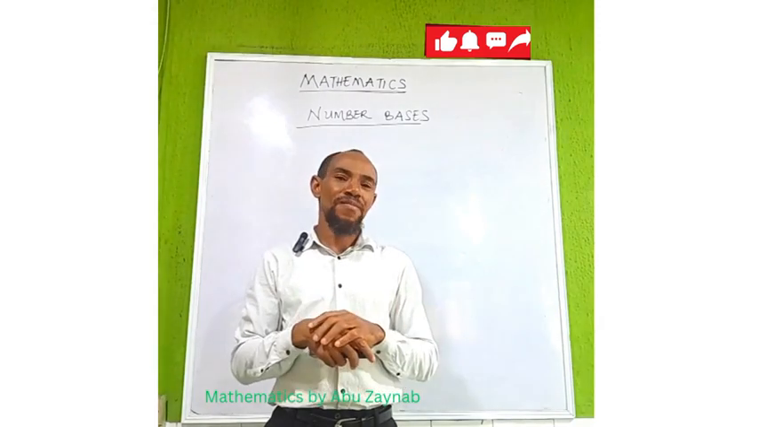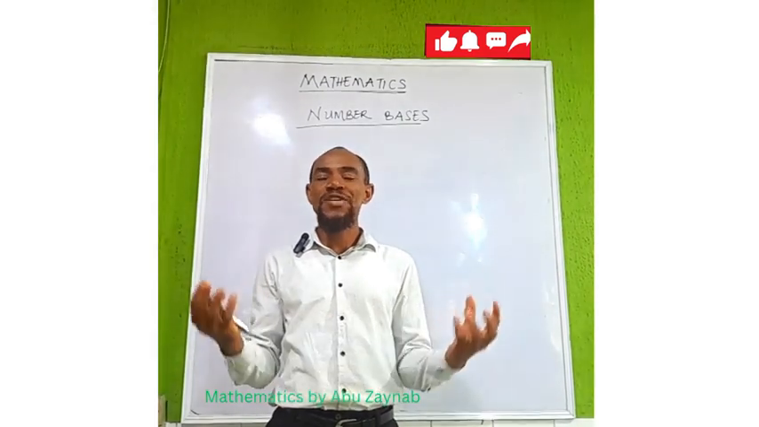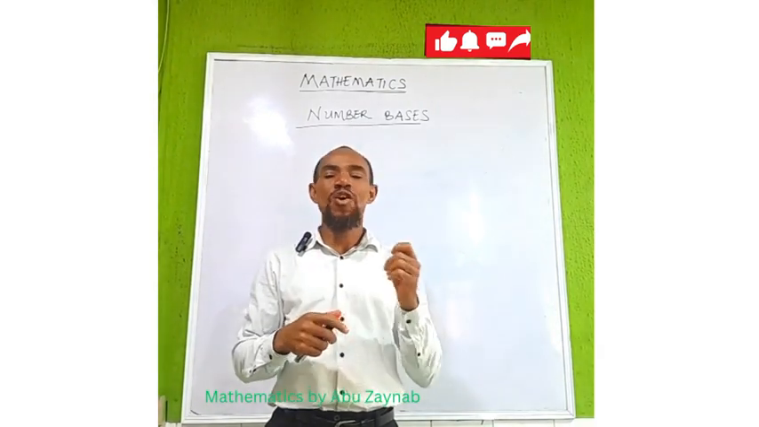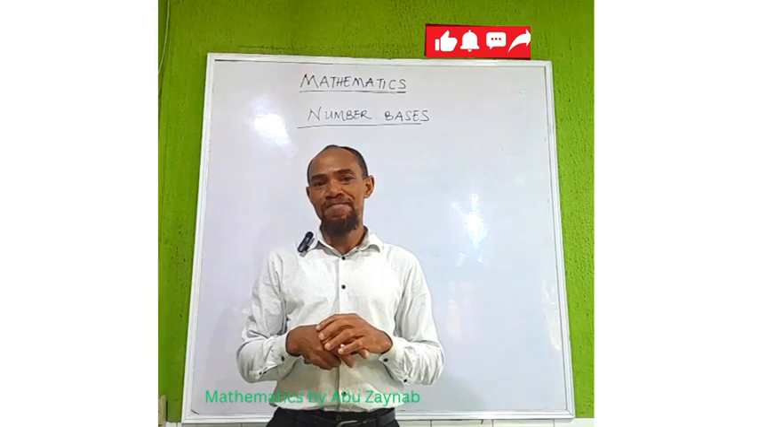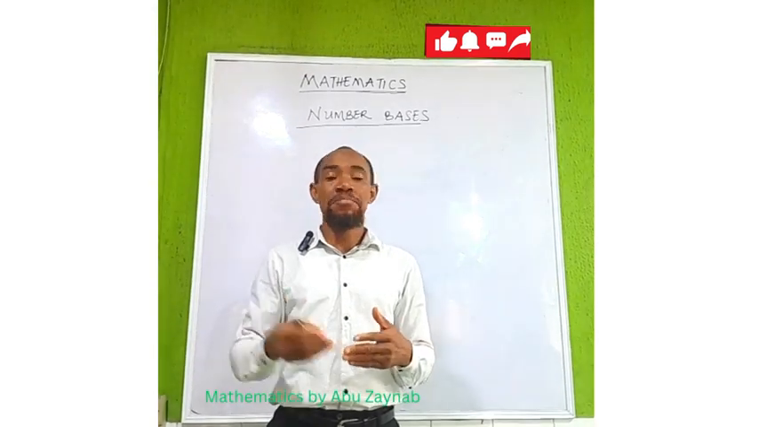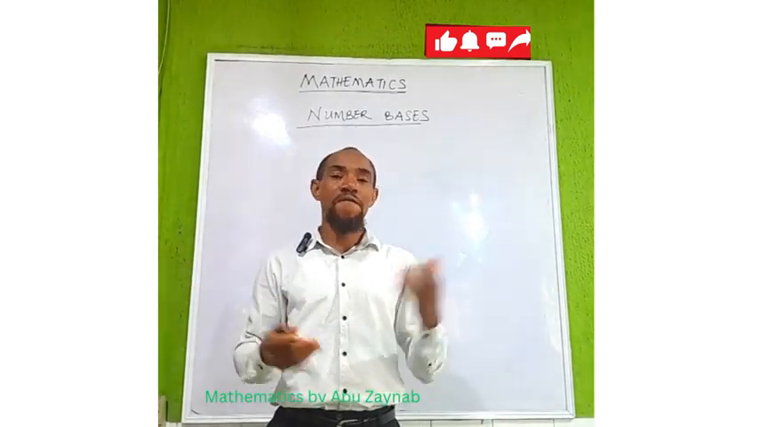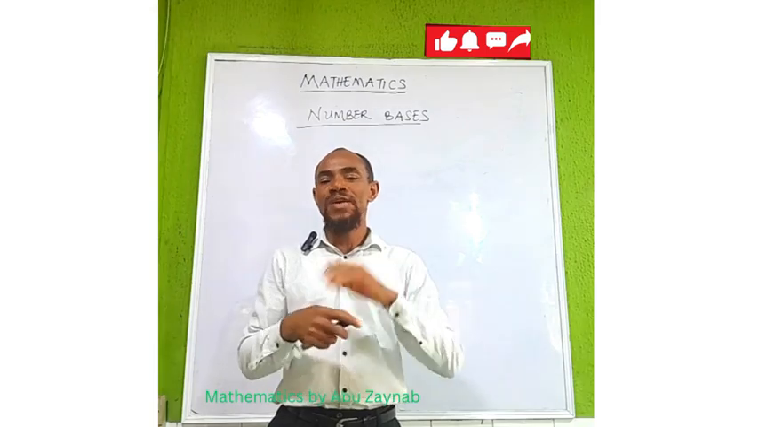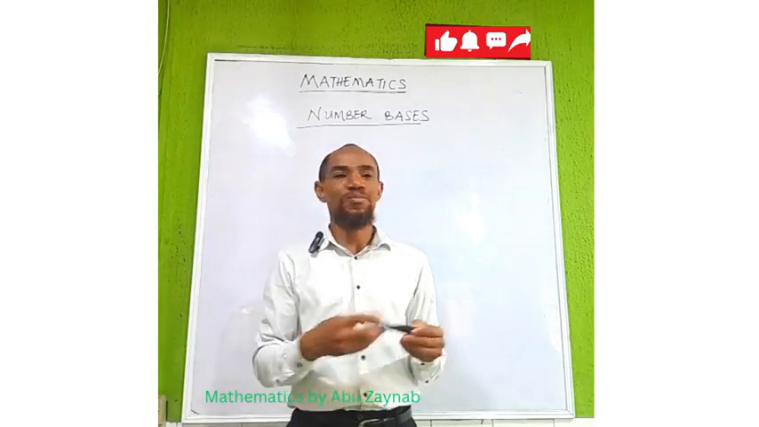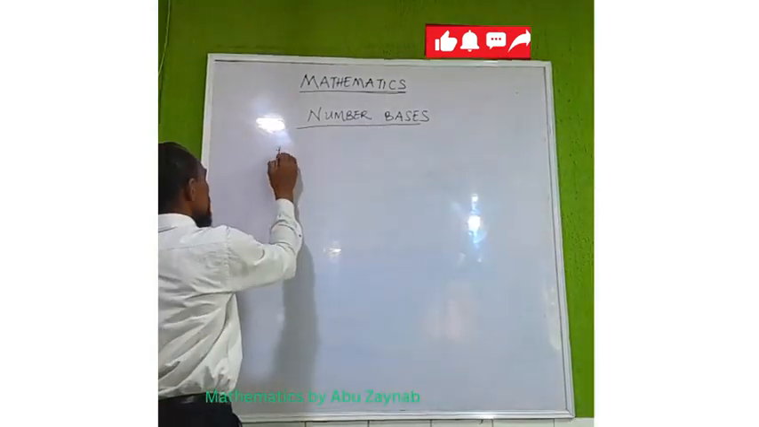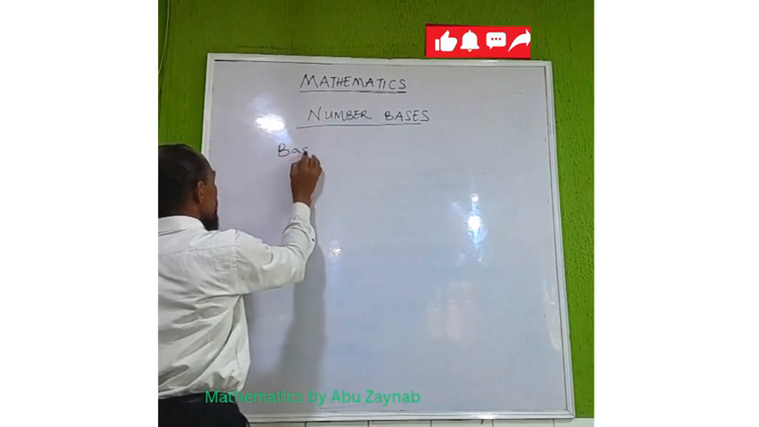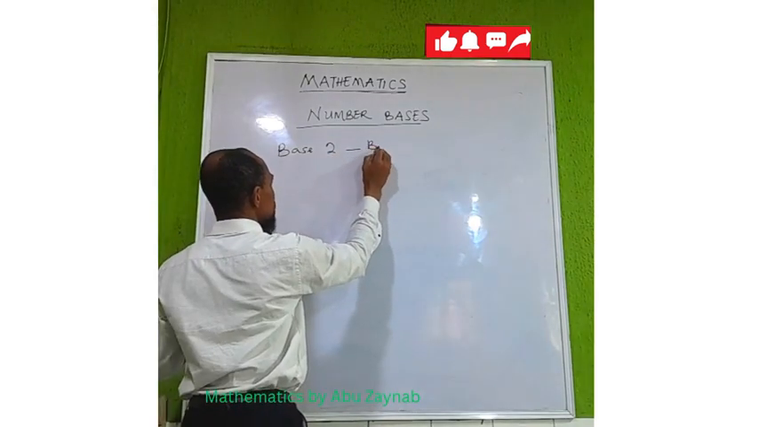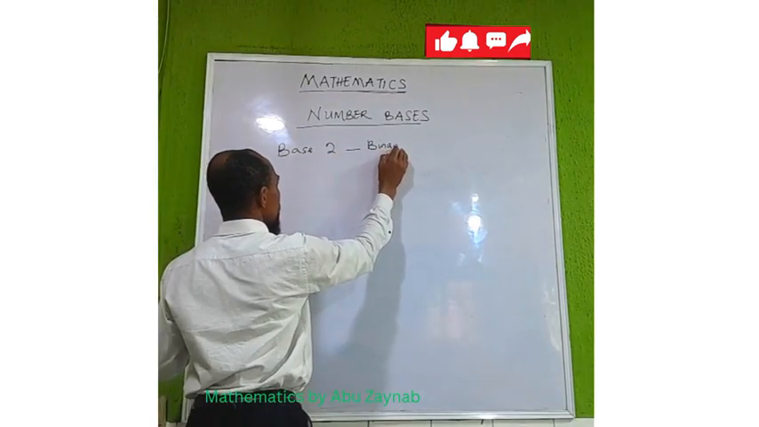A number base is a digit, a combination of digits, which a system of counting uses in representing numbers. We have several bases: base 2, base 3, 4, 5, 6, and so on and so forth. However, let's look at some common bases and their nomenclature. We got base 2, which is popular, called binary numbers.